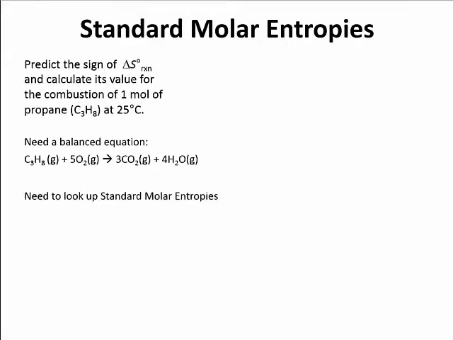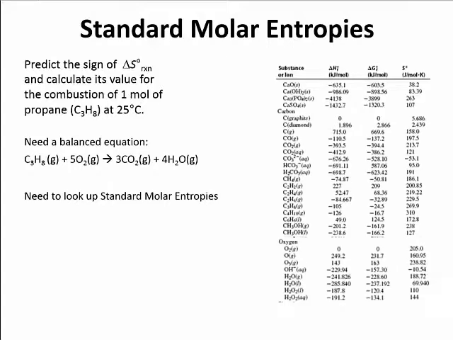Once we get that balanced equation, we then need to look up our standard molar entropies. Where are we going to find them? That's going to be a table you're either given, or it's in the back of your book in one of the appendices. This particular table is going to have delta H values, delta G values, and S values. If we look at C3H8 gas, we end up with 269.9 joules per mole Kelvin.